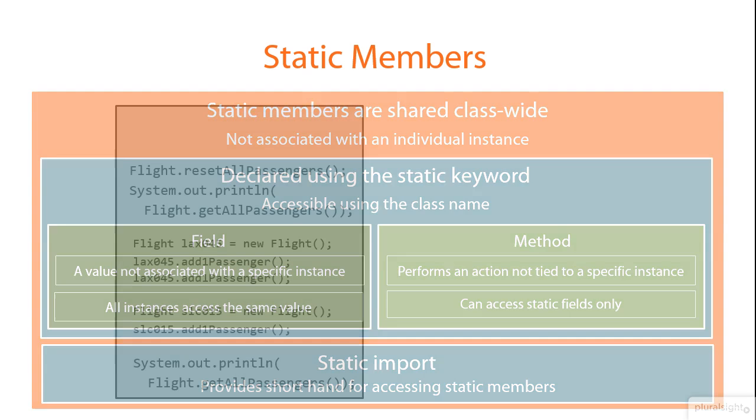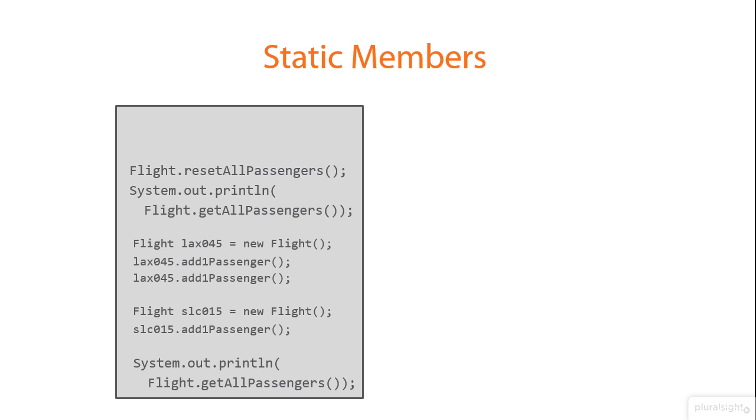So we take a look at our code here, where we're using the flight class, and we were calling into reset all passengers and get all passengers. Well, rather than always having to say flight dot in front of it, we'd like to be able to just say reset all passengers or get all passengers. We'll use a static import to do that.